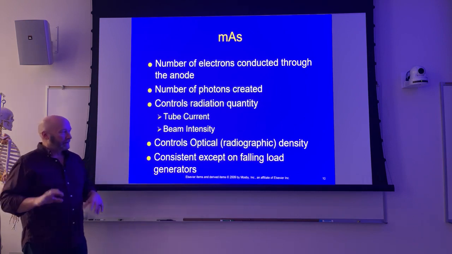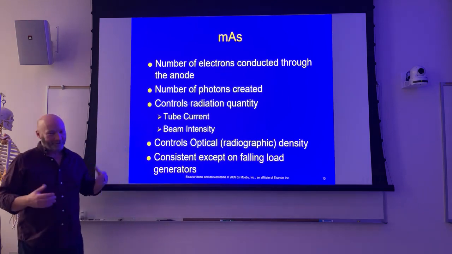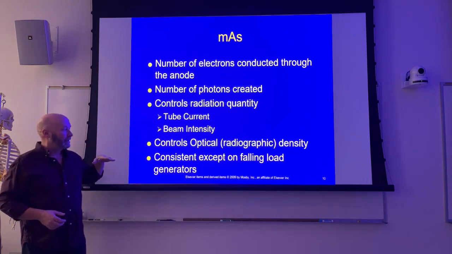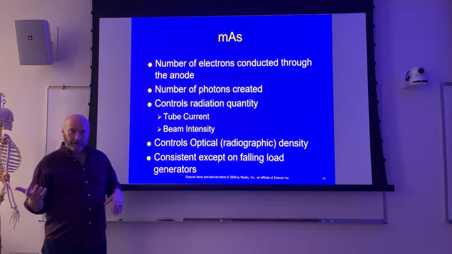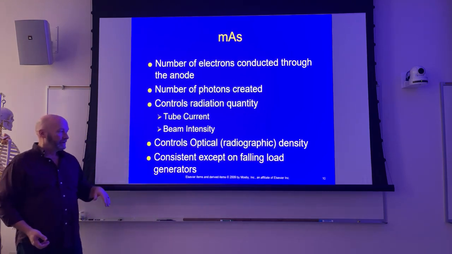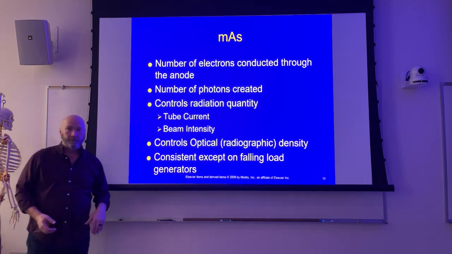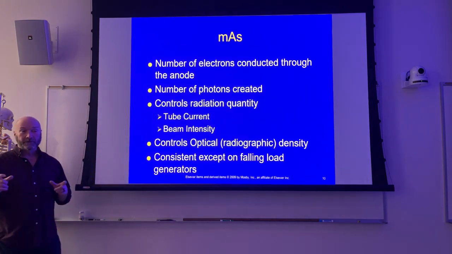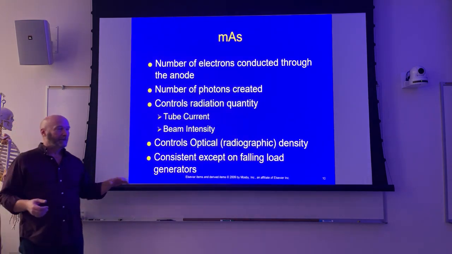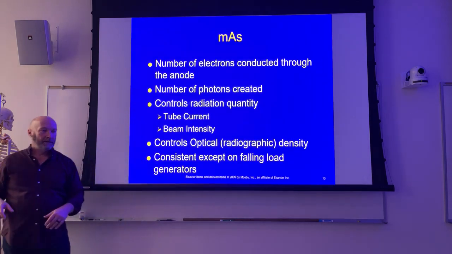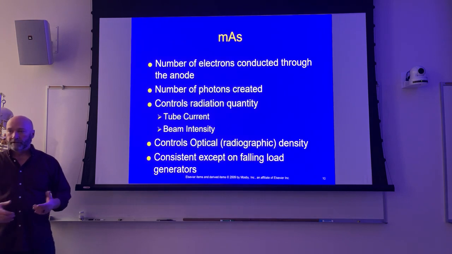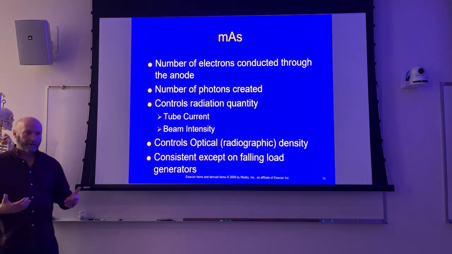Unless, we'll get there later. I don't want to complicate it too much right now. So for the most part, it's going to be what we control image receptor exposure with. All right, so the mAs output, and especially the mA output, not so much mAs, but mA output is going to be consistent except for on falling load generators. You remember talking about falling load generators last semester.